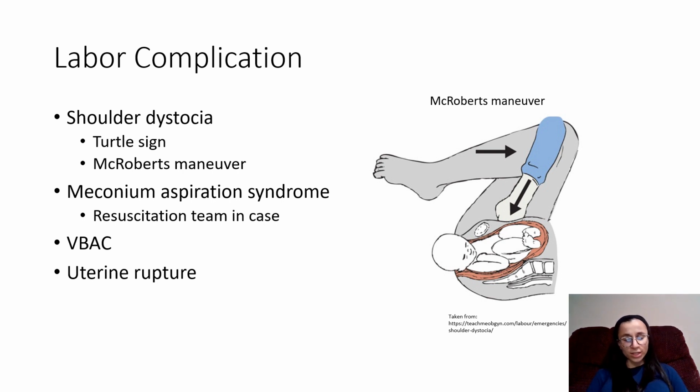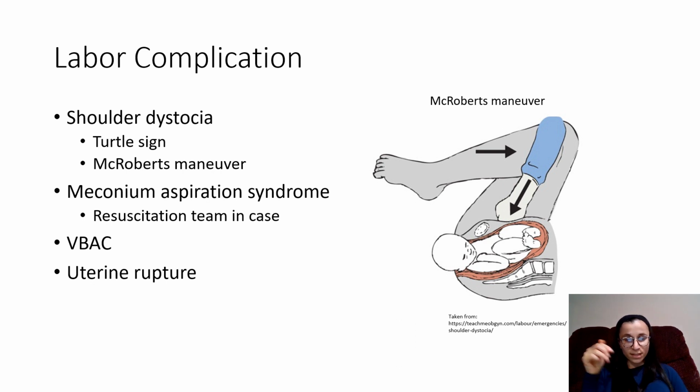Okay, so labor complications. One of the labor complications is shoulder dystocia. This is basically when the head comes out and goes back in. It's actually called the turtle sign, because a turtle peeks out of its shell and comes back in. That's exactly what the baby does. This is an emergency. Once the baby comes out, it can't just go back in. It has to come out.